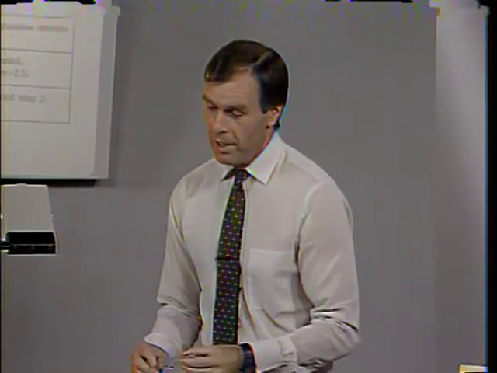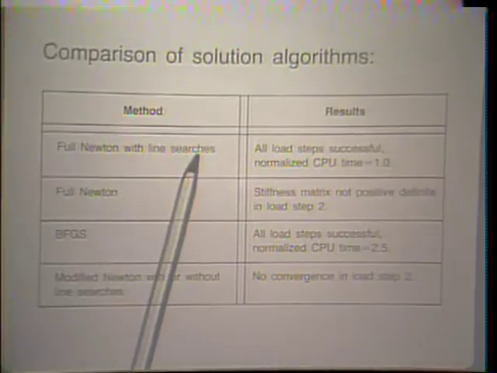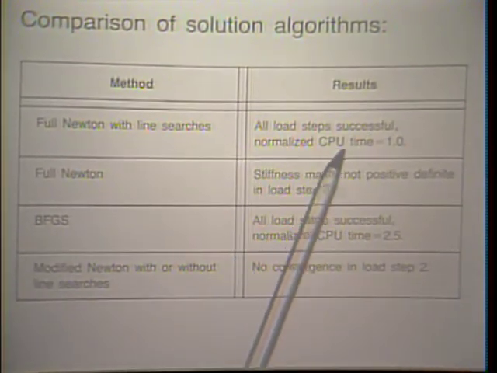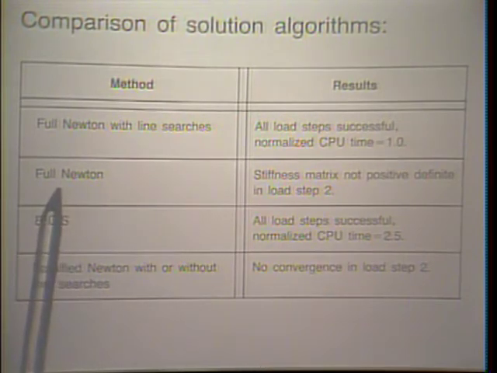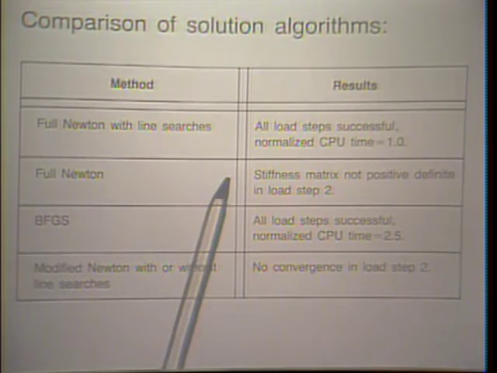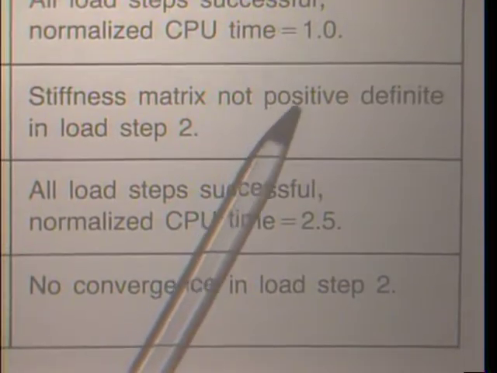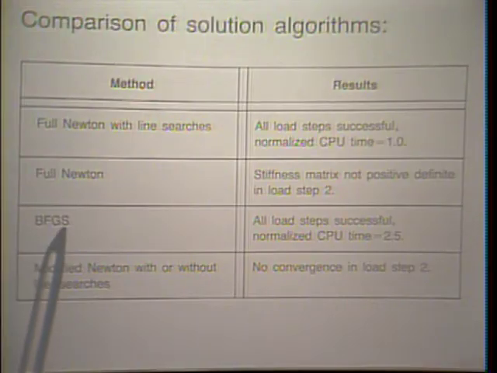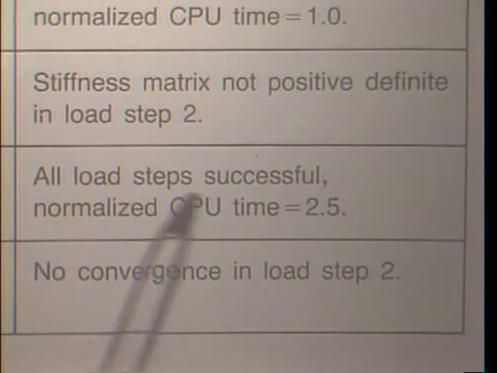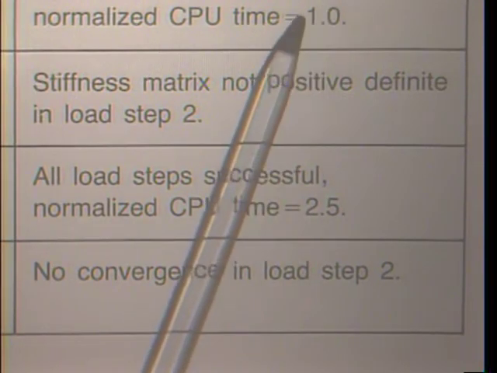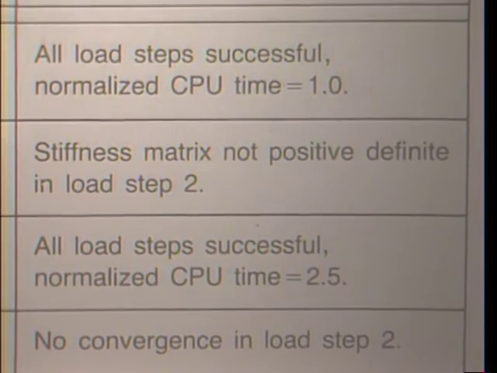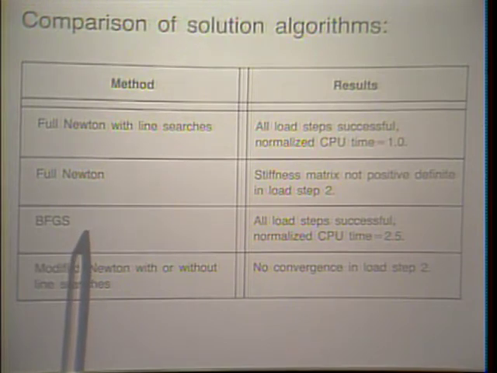Let us now look at the solution algorithm performances. If we use the full Newton method with line searches, all load steps are successfully calculated. The normalized solution time, say, is 1. The full Newton method without line searches did not work. We could not use the full Newton method for this problem. The BFGS method, in this particular case, worked quite nicely, but it needed more time, 2.5 times the amount of time that the full Newton method required with line searches. Of course, the BFGS method always has line searches.